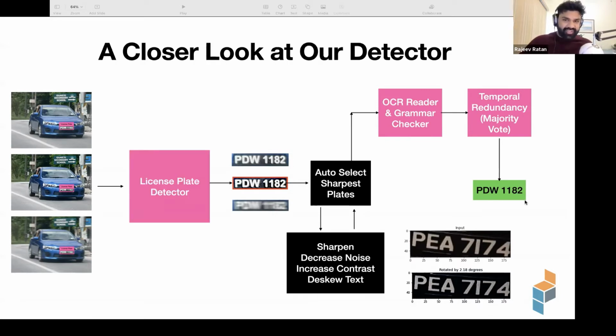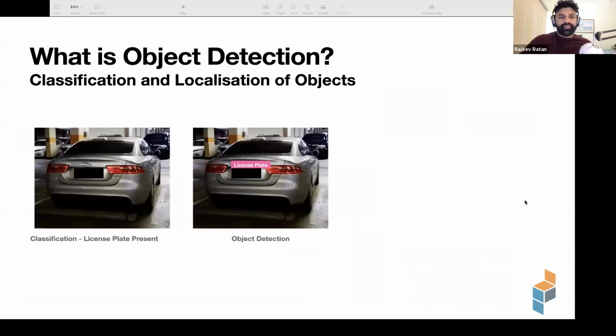So now let's dive into our detector. I just blurred this plate because this is in a private area here. But anyhow, what's the difference between classification and localization?